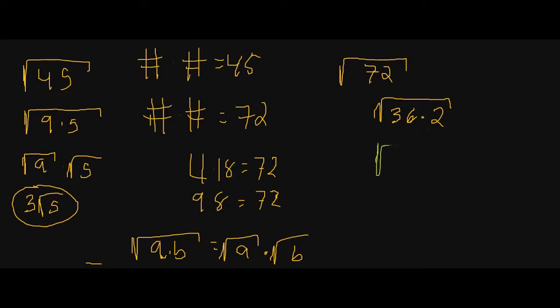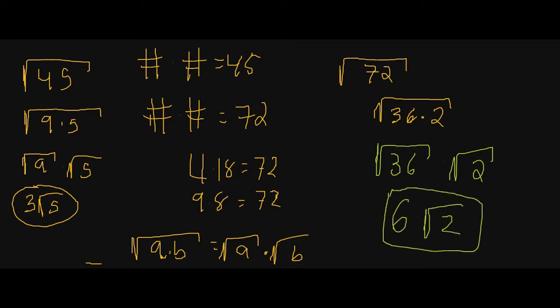So now we break it up using our conjecture, and we're going to get the square root of 36 times the square root of 2. Well, the square root of 36 is just 6 times the square root of 2. And that's my final answer, okay?